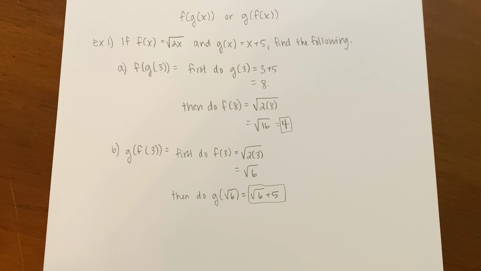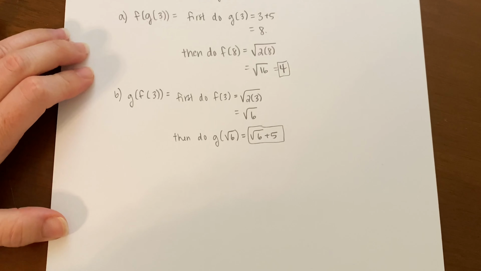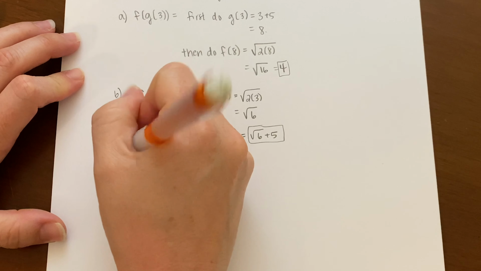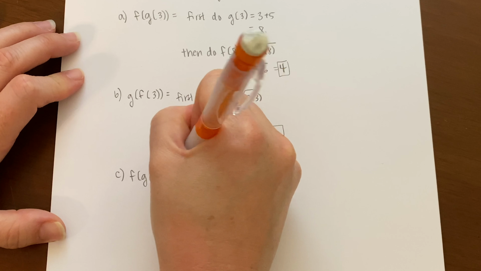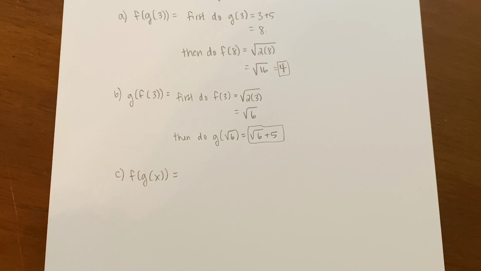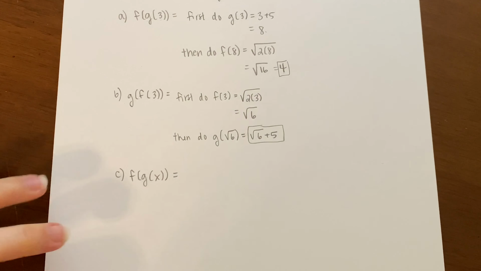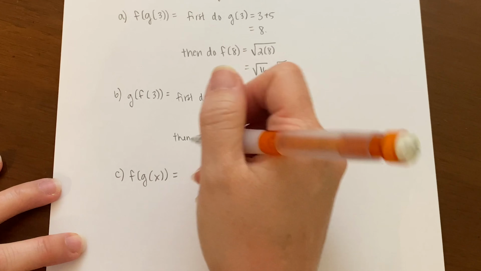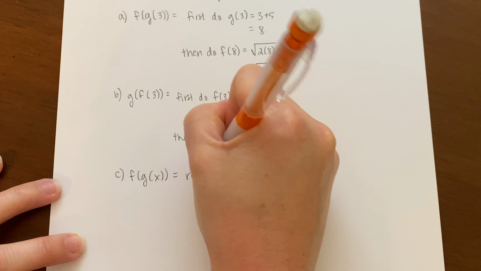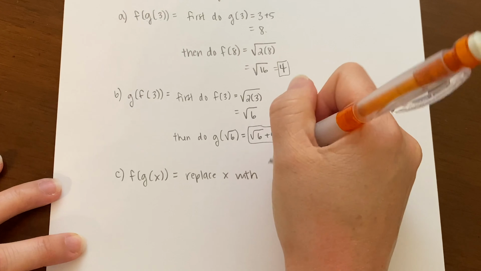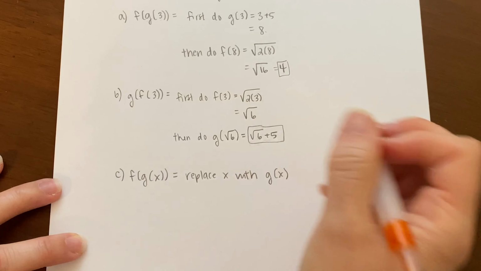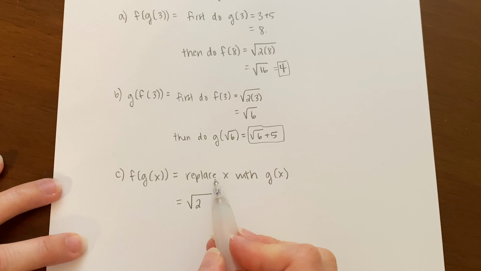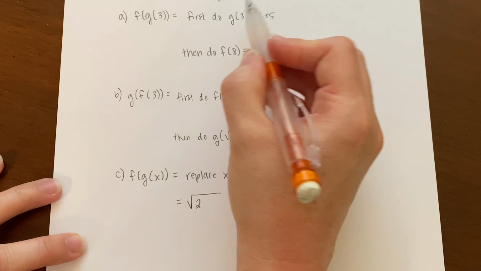All right, the other thing that we can do with this is we can compose the two functions and write a new function. So if we have f of g of x, this time I'm not going to be plugging any numbers in. I'm going to put g of x everywhere you see an x in the f function. So I'm going to replace x with g of x. So in the function of f, which is normally the square root of 2x, I'm going to do the square root of 2, but in the place of the x, I'm going to replace it with g of x, which is x plus 5.